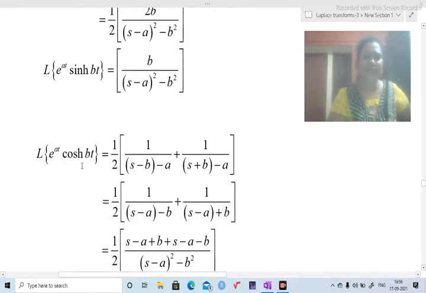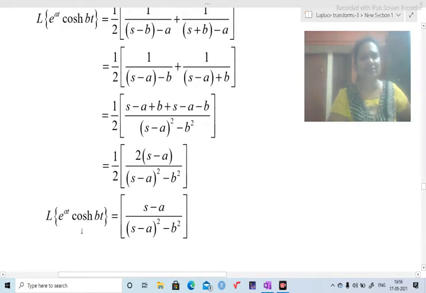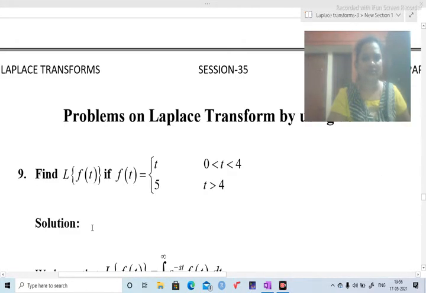L of e power at into cosh bt. This is also by using the above formula. The value of this can be written as 1 by 2 into [1 by (s minus b minus a) plus 1 by (s plus b minus a)]. Again, rearrange the denominator and take LCM and simplify. Then we are going to get the Laplace transform of e power at into cosh bt as (s minus a) by (s minus a) whole square minus b square.